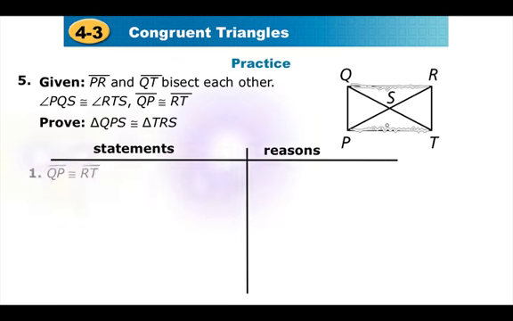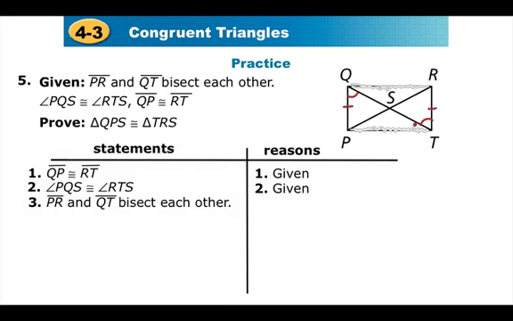So here we go. Number 1, QP is congruent to RT. Let me mark it. And this was given. Number 2, PQS is congruent to RTS. PQS, so this angle, and RTS, these two are congruent, and this was also given. Now, PR and QT bisect each other, and this was also given.